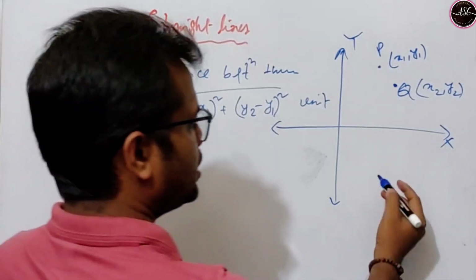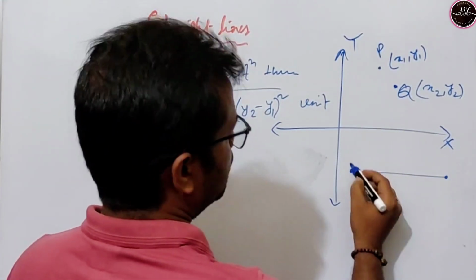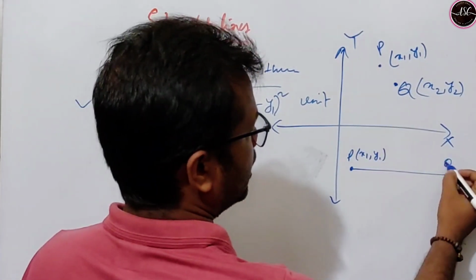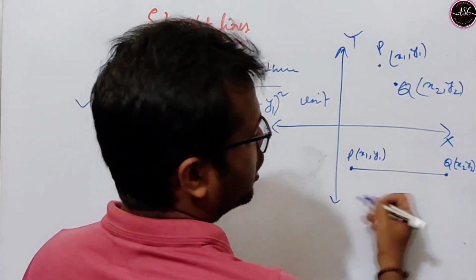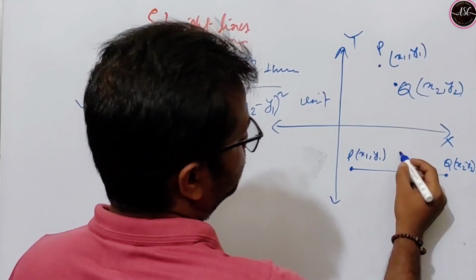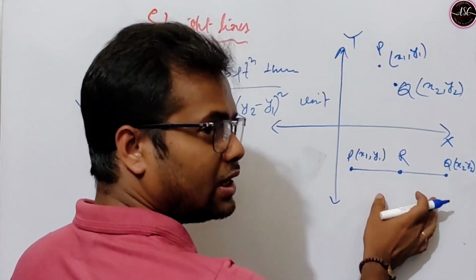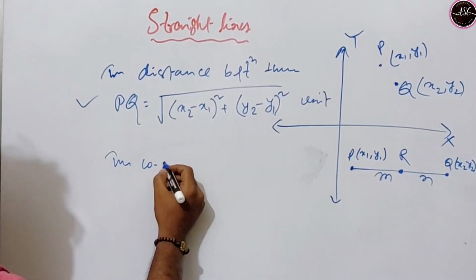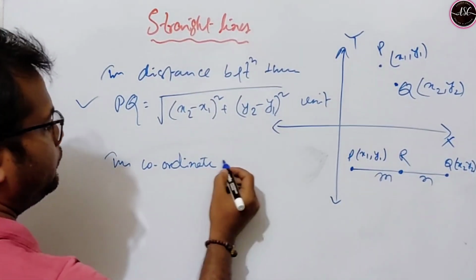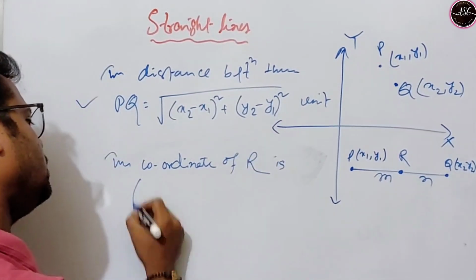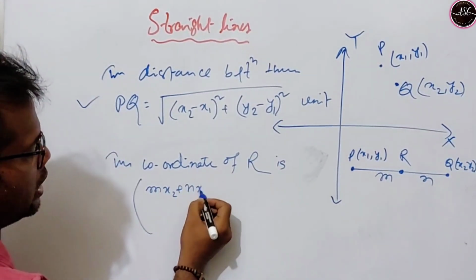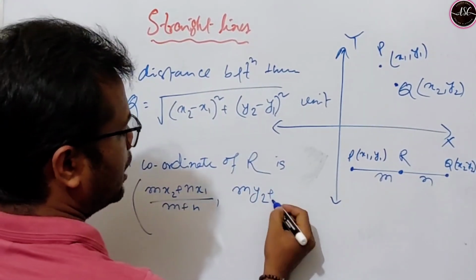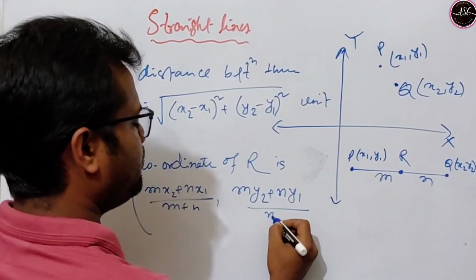Just assume here is a line segment with the point P whose coordinate is x1 y1 and here Q is x2 y2. Here a point R which divides this line segment internally in m:n ratio, then the coordinate of R will be mx2 plus nx1 divided by m plus n, comma my2 plus ny1 divided by m plus n.